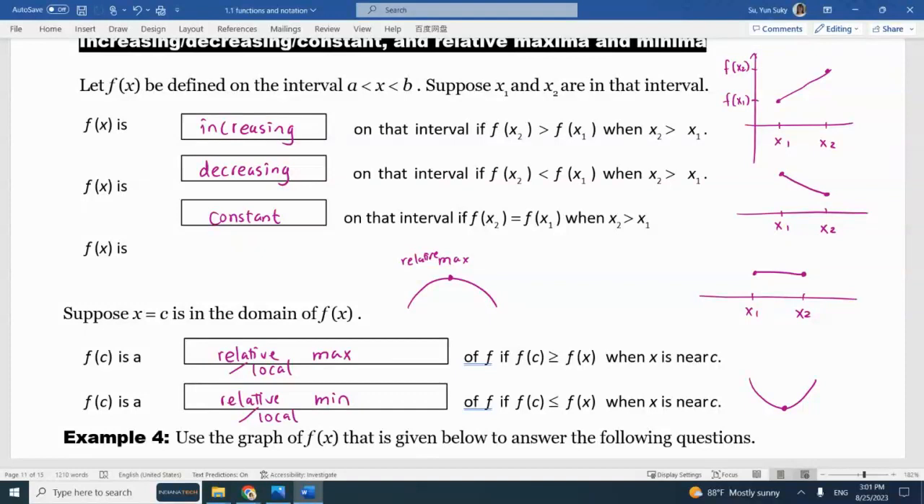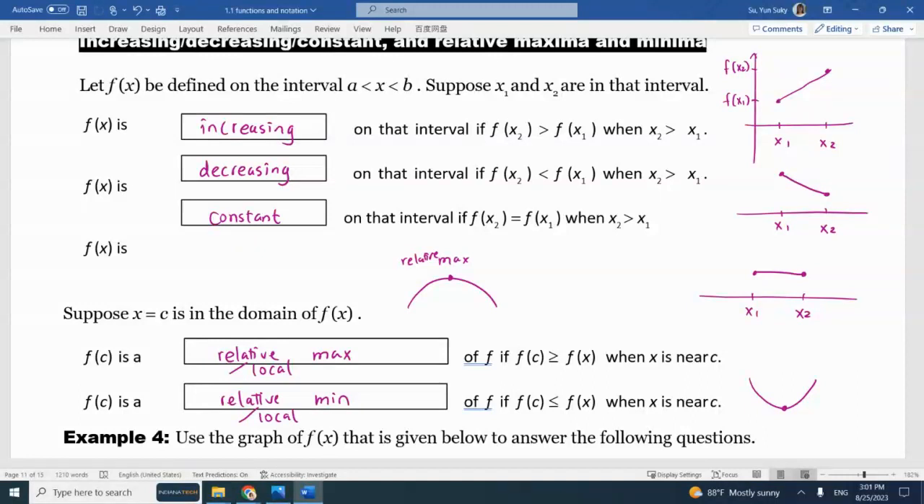Similarly, this is a relative max. This is a relative minimum. Let's say our graph looks like this. This point is the relative minimum. It's also the absolute minimum, because the graph goes up forever on both sides. This is really the lowest point of the entire graph, so this is an absolute minimum as well.